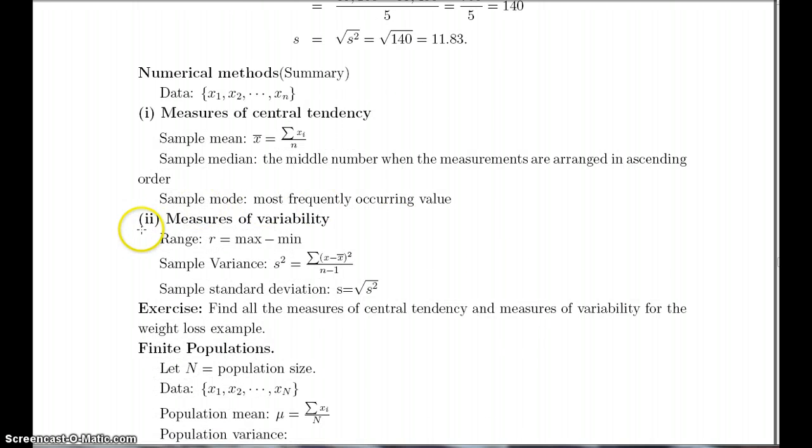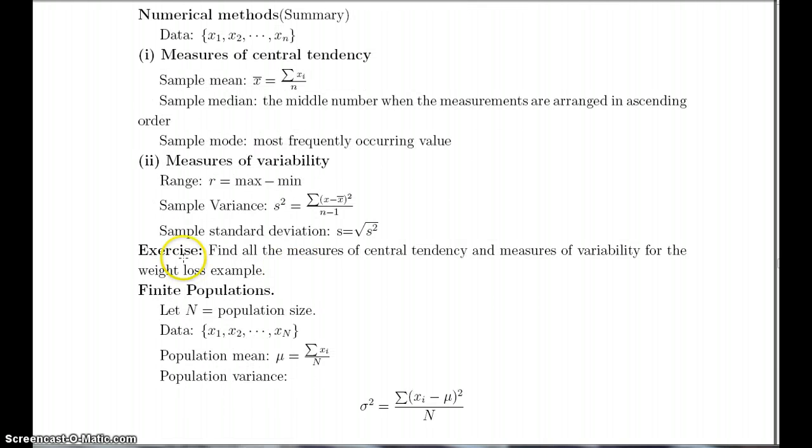For measures of variability, I want to focus on the range, which, again, is the max minus the min. The variance: you take x minus x bar, those are the deviations, and you square them. You add them up, so that's the sum of squares of deviations, and divide by n minus 1, which gives you the sample variance. The sample standard deviation is simply the square root of that. So as an exercise, we should find all these measures for the data we had in these notes on the weight loss problem.